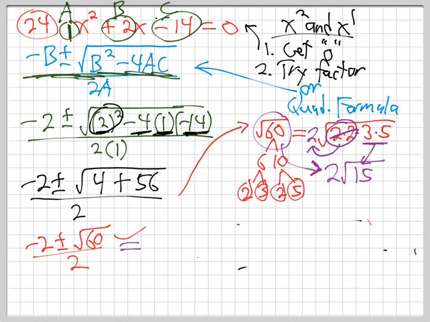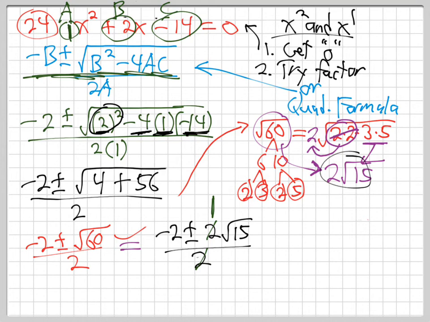It'd be worth it. So going back here, we had minus 2 plus or minus, and that root 60 became 2 root 15. So 2 root 15 over 2. Now, what I did at this point is I divided. I went 2 goes into 2 one time, right? 2 divided by 2 is 1. But it has to do the other one too because of the package. 2 goes into 2 one time, but the negative is there as well. So it's a -1.